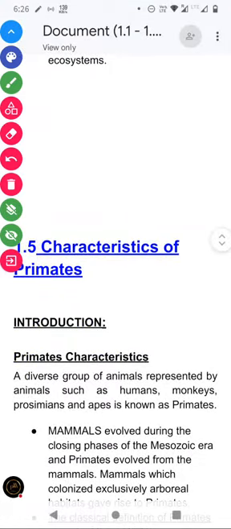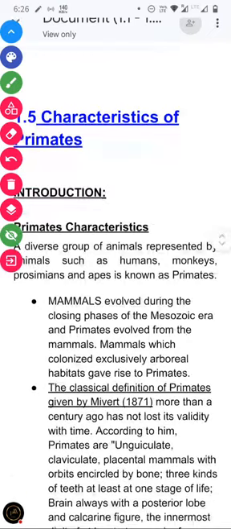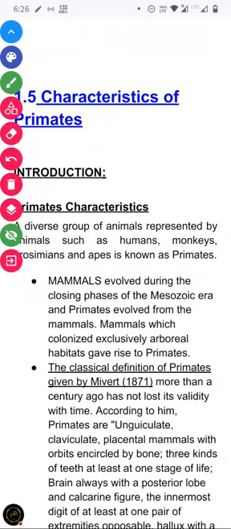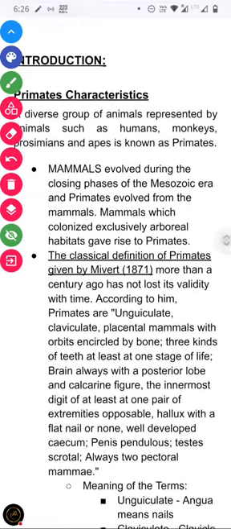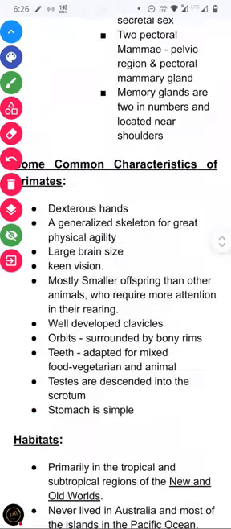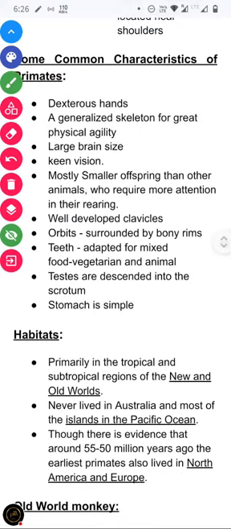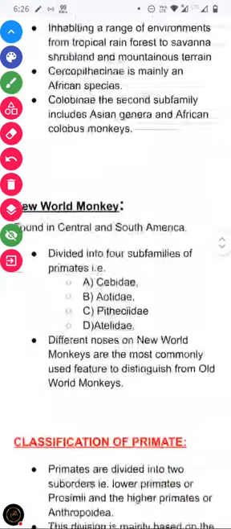Next are the characteristics of primates. These are the topics related to primates in the anthropology syllabus, in the chapter 1.5. What is a primate? The definition of primate is very important in the UPSC anthropology syllabus. And these are the characteristics of primate biology, and some common characteristics of primates.